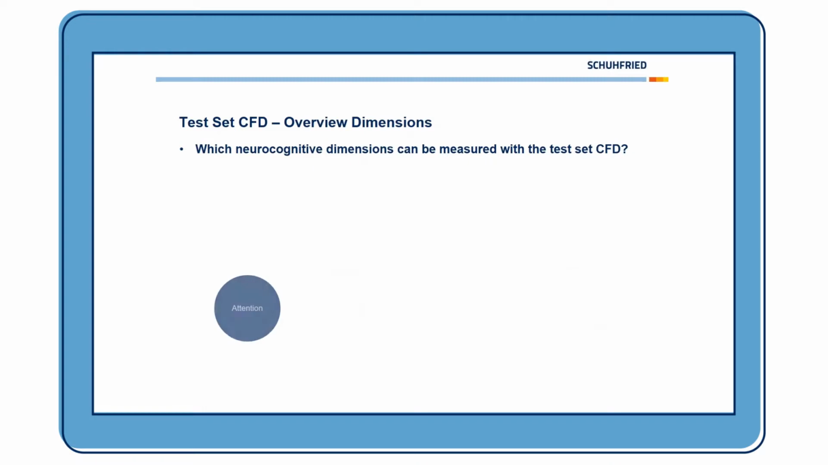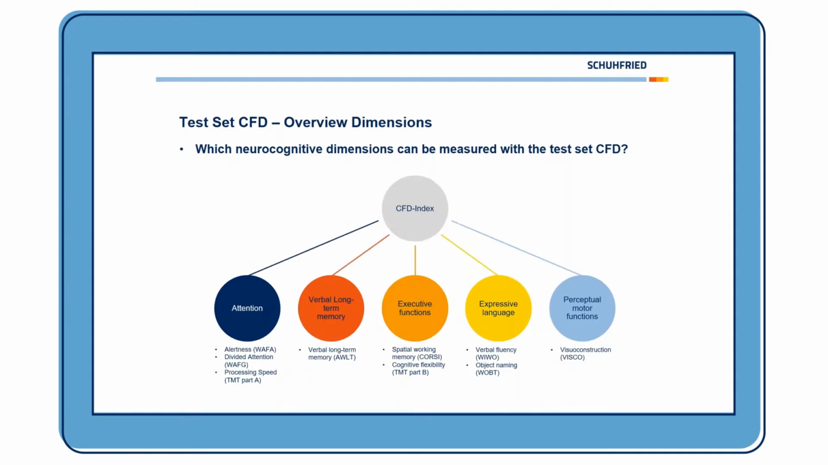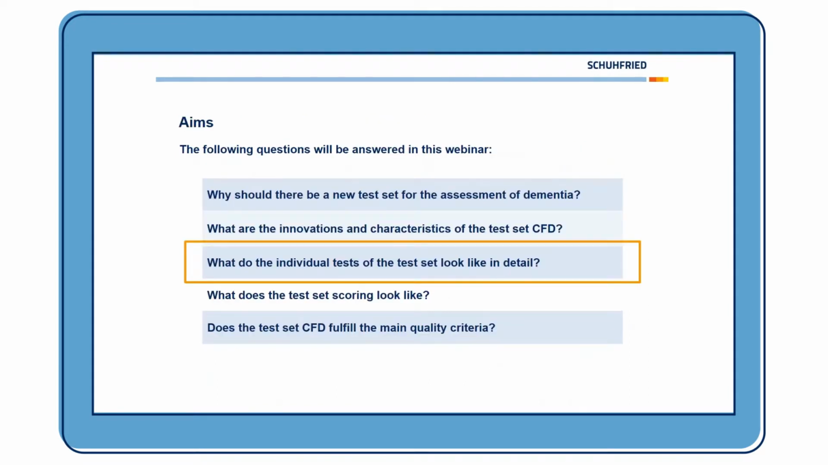So now let's take a quick look at the dimensions we measure with the CFD. We measure attention, verbal long-term memory, executive functions, expressive language, and perceptual motor functions. And here we have in most of these dimensions different subdimensions like alertness, divided attention, and processing speed in the attention domain. So now let's take a look at the individual tests of the test set.